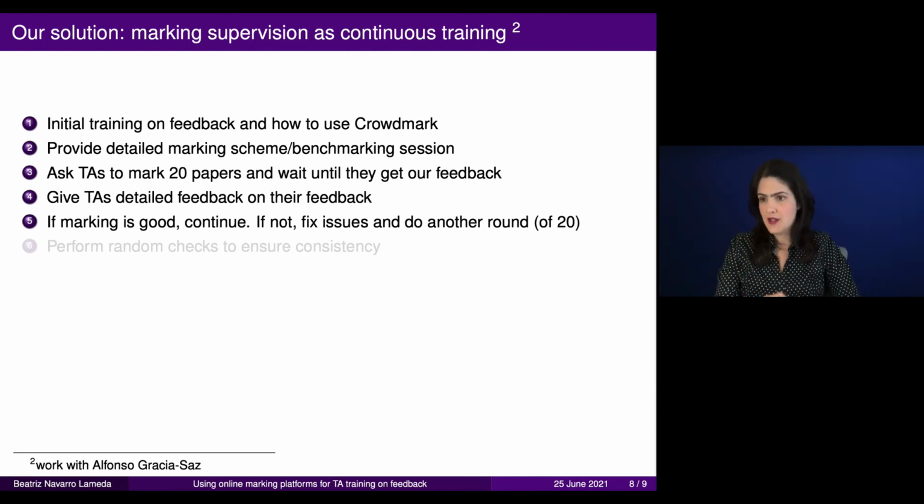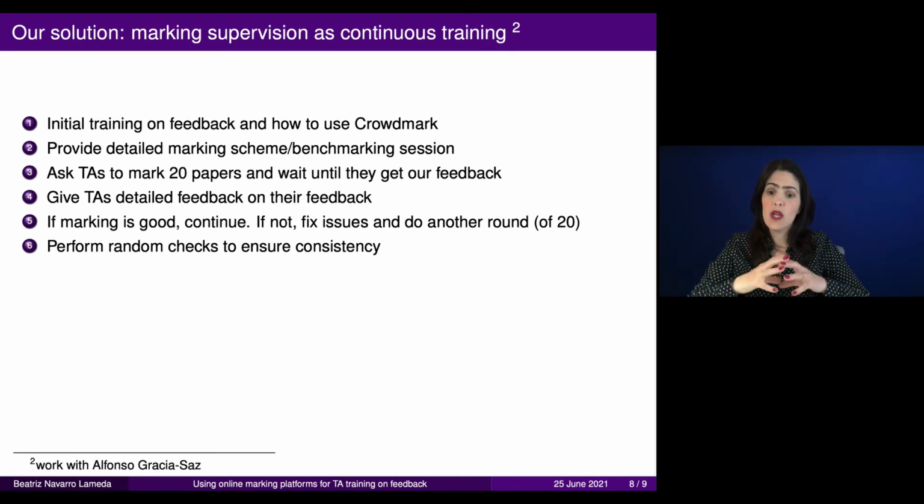And after that, we would perform some random checks to ensure consistency. So the idea here is that we look at that batch of first 20 and we see the quality of the comments, if the TAs were focusing on the right aspects of the question and the writing and different important bits that they had to look for. And if not, we would give them feedback and help them come up with those comments.